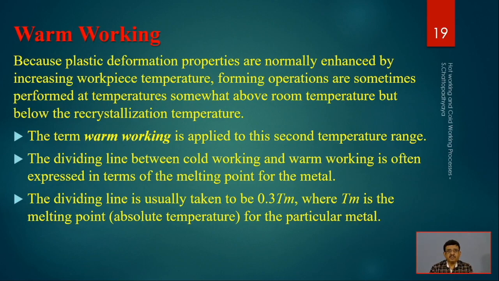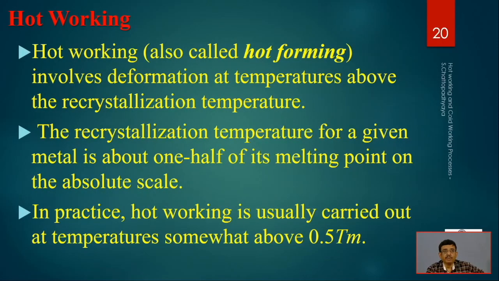Then warm working. Plastic deformation properties are normally enhanced by increasing the temperature a little bit. Forming operations are sometimes performed at a temperature somewhat above room temperature, because temperature will lower the yield strength. But below the recrystallization temperature, beyond the recrystallization, there are some issues, so one can compromise with that. Warm working is applied in the temperature range between room temperature and below the recrystallization. The dividing line between cold working and warm working is often expressed in terms of the melting point. Melting point is a very important property of these materials, and the dividing line is usually taken to be 0.3 Tm, where Tm is the melting point in absolute temperature of the particular metal. So within that 30% of the melting point in absolute temperature will be warm working.